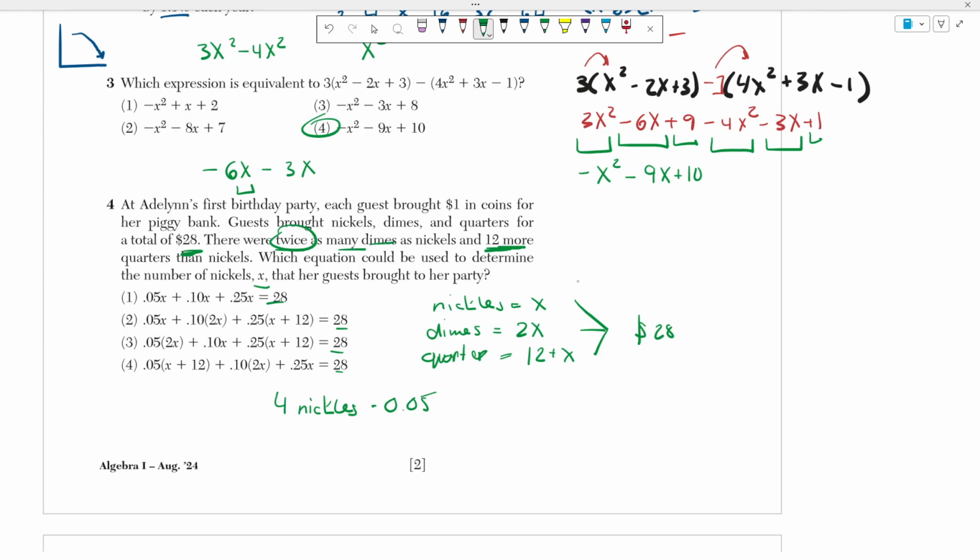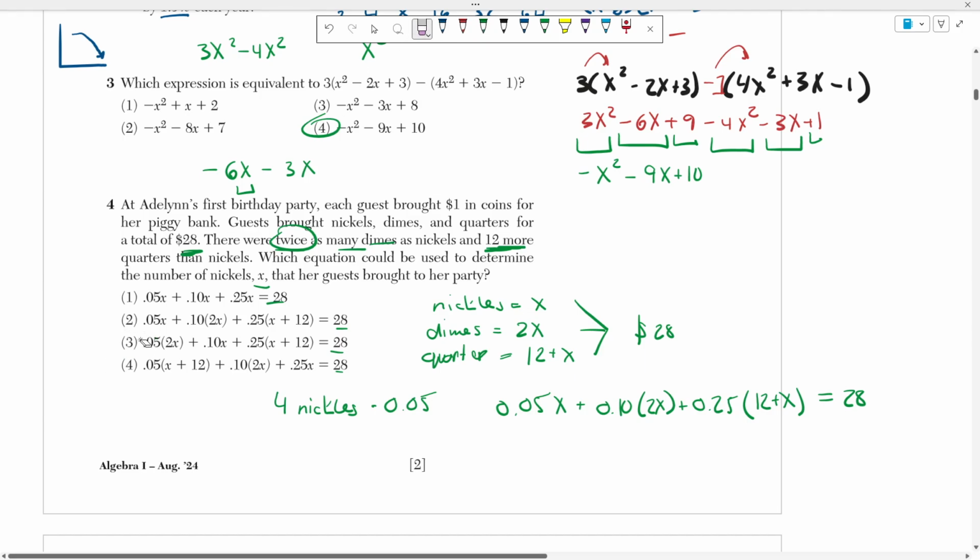In order for me to get their value, I need to multiply the number, or how many there are, by their respective values. So nickels are worth 0.05 of a dollar. If I multiply that by x, I get the total value of the nickels. Then dimes are worth 0.1 of a dollar, or 10 cents. So 0.1 times 2x gives me the value of the dimes. And if I add that to 0.25, which is how many dollars a quarter is equal to, times 12 plus x, I get the total value of quarters. And now, if I add all of these up, I should get $28, which aligns most closely with choice 3. Oh, actually, not choice 3, it would be choice 2, okay?